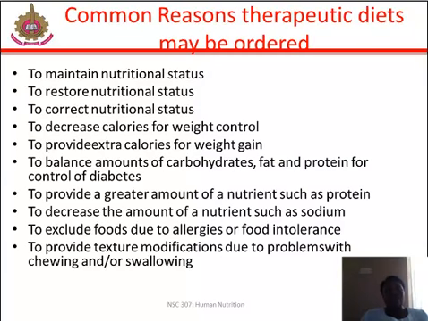Let's look at the common reasons therapeutic diets may be ordered: to maintain nutritional status, to restore nutritional status, to correct nutritional status, to decrease calories for weight control, to provide extra calories for weight gain, to balance the amount of carbohydrates, fat, and protein for control of diabetes, to provide a greater amount of a nutrient such as protein, to decrease the amount of a nutrient such as sodium, to exclude foods due to allergies or food intolerance, and to provide texture modifications due to problems with chewing or swallowing.